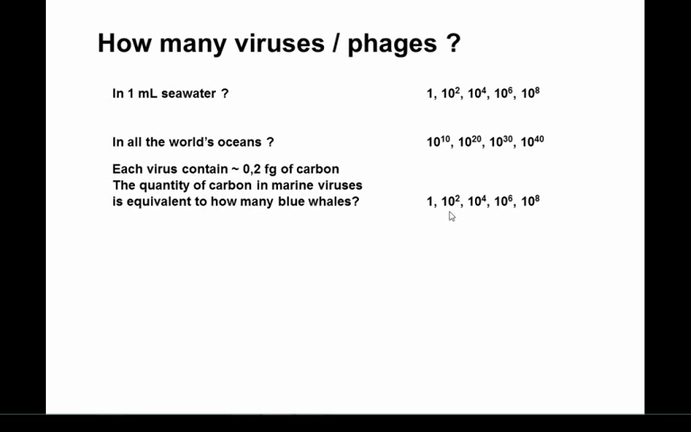Okay, a couple of people. 10,000 blue whales. Just try and imagine them all lined up. 1,000,000 blue whales, 4 or 5 people, and 100 million blue whales. Nobody thinks it's that much. In fact, it's almost 100 million. It's 75 million blue whales. That's the amount of biomass that is in the world's marine viruses.